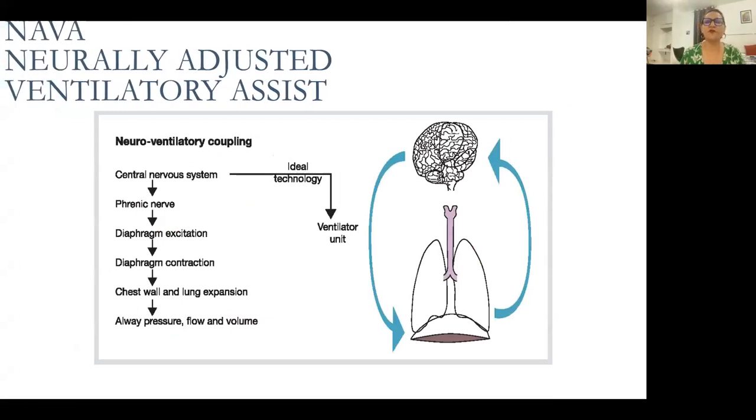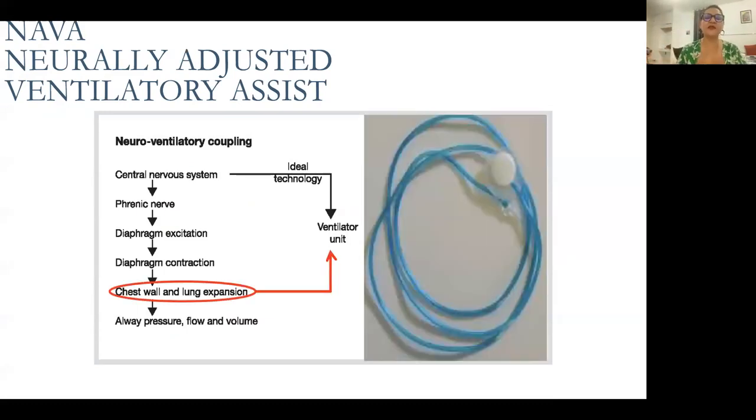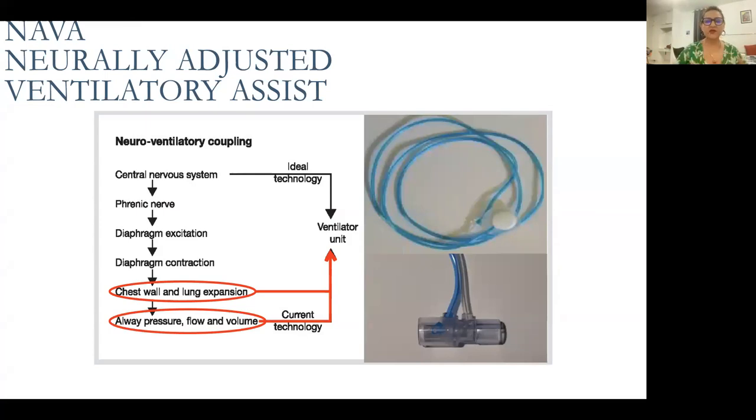So what we want is a direct connection of the central nervous system to the ventilator unit. Okay, I want to breathe, and straight away the ventilator unit should start. Maybe over some more time we will be talking about it, but that has not happened till now. What we had initially was a connection of stimulus from the chest wall and lung expansion to the ventilator unit, which was not okay. And so we went to airway pressure or flow or volume having a direct connection to the ventilator unit to tell the ventilator how much pressure is required and when to deliver it to the baby.